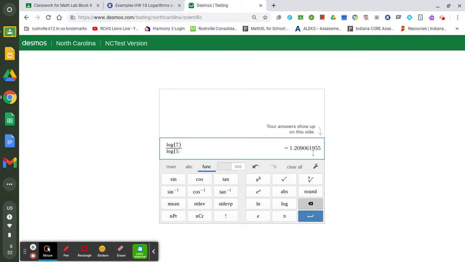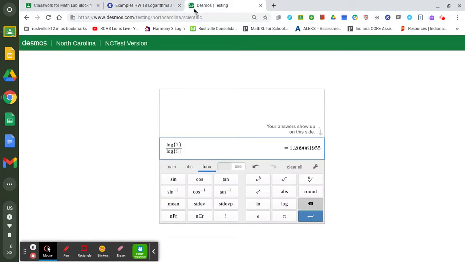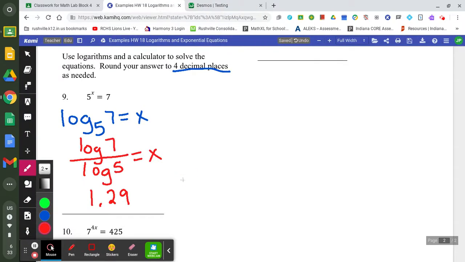And so my answer is 1.2090, but we just want to round it to 4 decimal places. So it's going to be 1.2091.